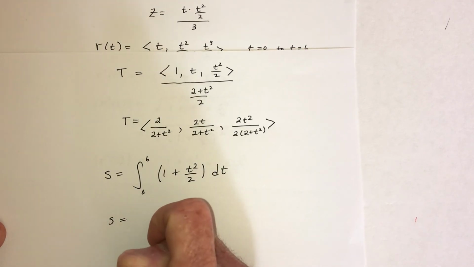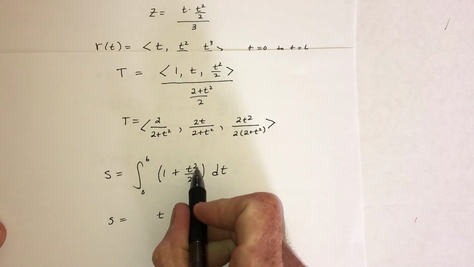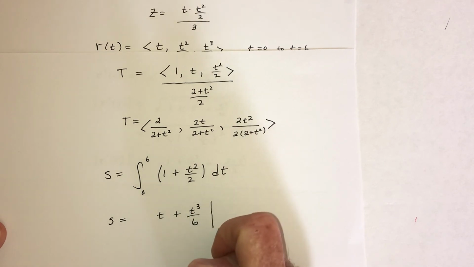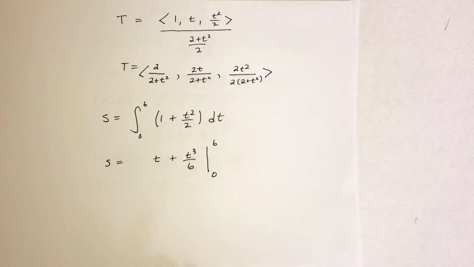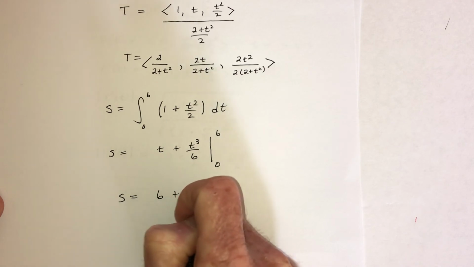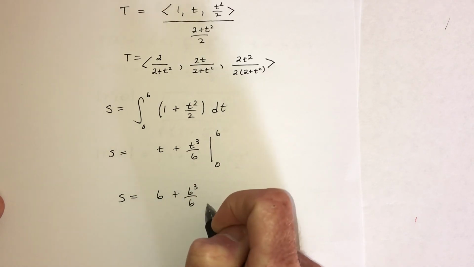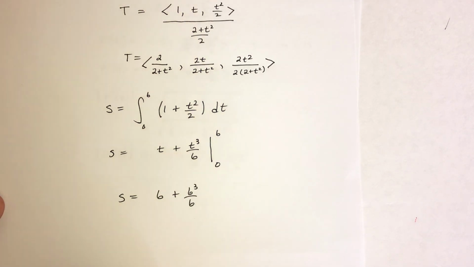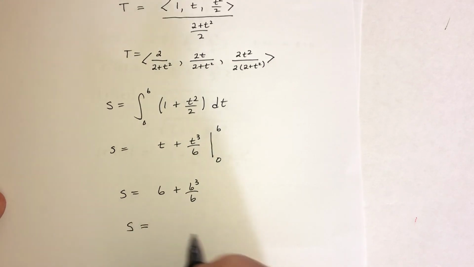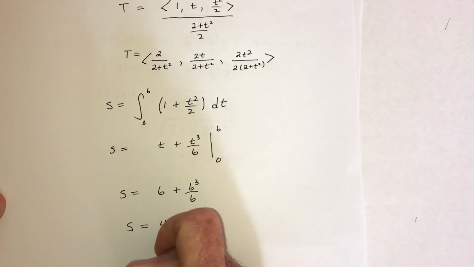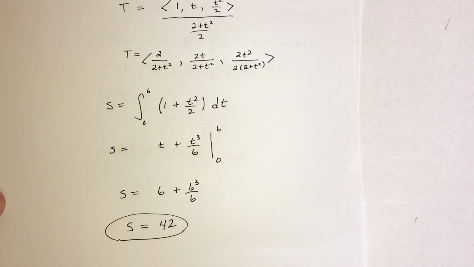And then that's just going to be t plus t cubed over 3, which means it's t cubed over 6, evaluated from 0 to 6. So substituting the 6 means it's going to be 6 plus 6 cubed over 6. And when you substitute 0, that's going to be 0. So this contributes nothing to the answer. So finally, the arc length would be 36, because when you simplify it, that's 6 squared. So that's 36 and 6. The answer to the universe is 42.